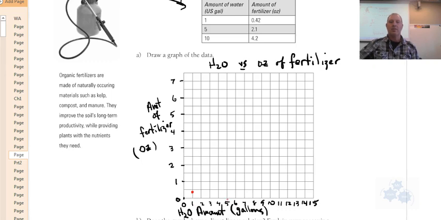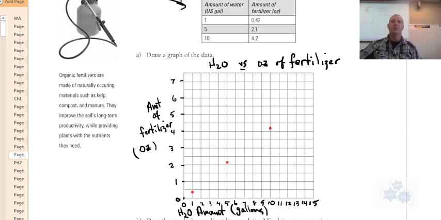At 5 gallons, we've got 2.1, so just beyond 2. And at 10 gallons, we've got 4.2. So we go over 10 and we go up 4.2. Okay. Does that make sense? Does that look right? Does that look good?